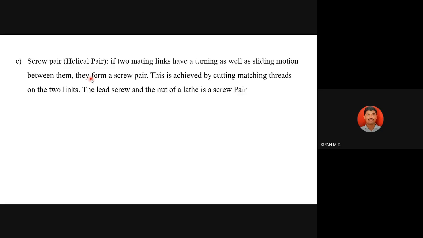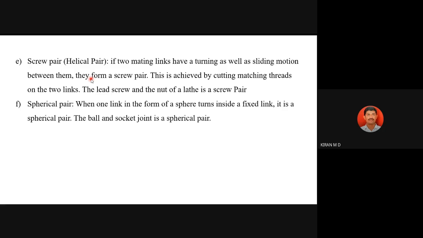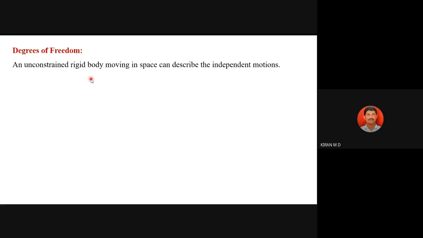Correct? So next is the spherical pair. It is like the joystick you have seen. It will have all the degrees of freedom; it will rotate in all 3 degrees. That we call the spherical pair. The best example is a joystick, where you can move the component in any direction. These are the different types of kinematic pairs.